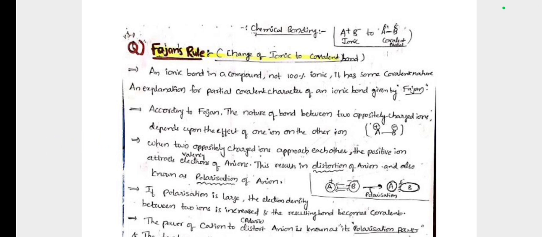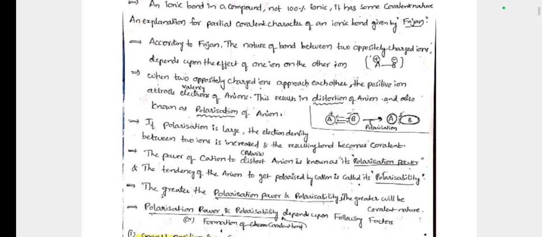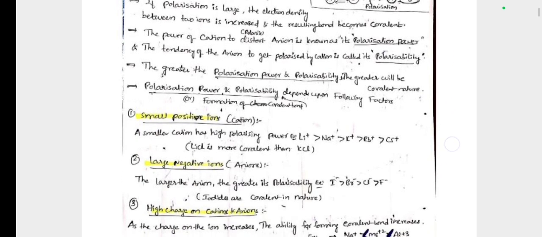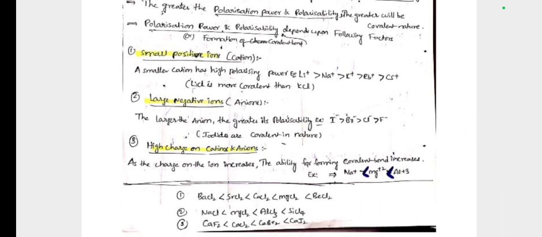This is Fajan's rule, first in chemistry. Fajan's rule means simply the change of ionic to covalent bond. Remember, some diagrams are there. Remember the polarization diagram, polarization power and polarizability. Simply, the cation should be small and the anion should be large. Remember that one. Enough, 1-2 points.